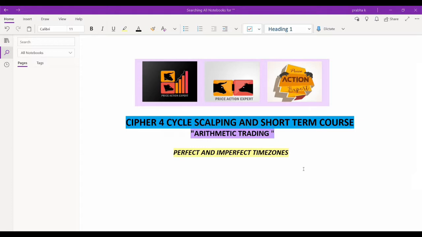In this part of the video, we are going to discuss the perfect and imperfect time zones to trade and scalp. If you know the time zones and the perfect timing areas, it will be very helpful for you, because in trading, time is more important. In fact, it is very important. It is the most important thing. Okay, let us discuss in detail.